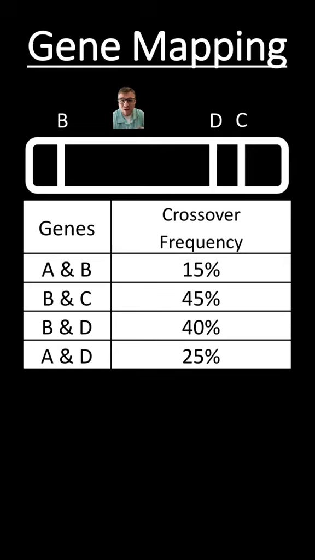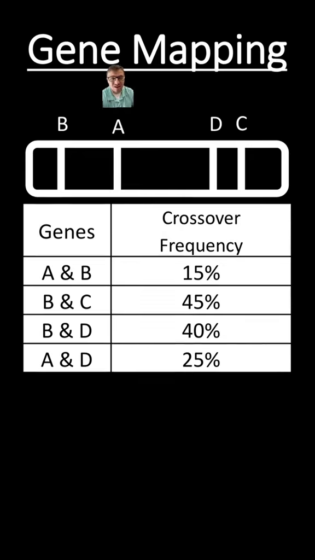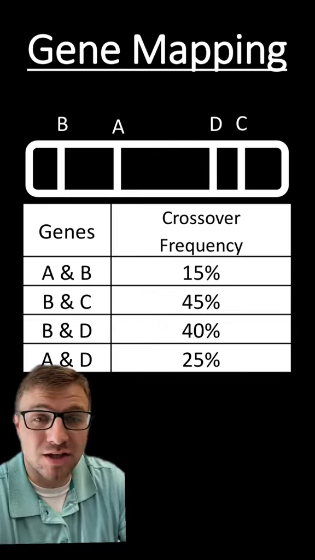And having A around here makes sense because between B and D is 40 map units, and between A and B is 15, and between A and D is 25, so 15 plus 25 is 40. So A is going to be here between B and D. Again, between A and B is 15, between A and D is 25, and between B and D is 40, which makes sense. 15 plus 25 is 40. So this is our map of genes on this chromosome.